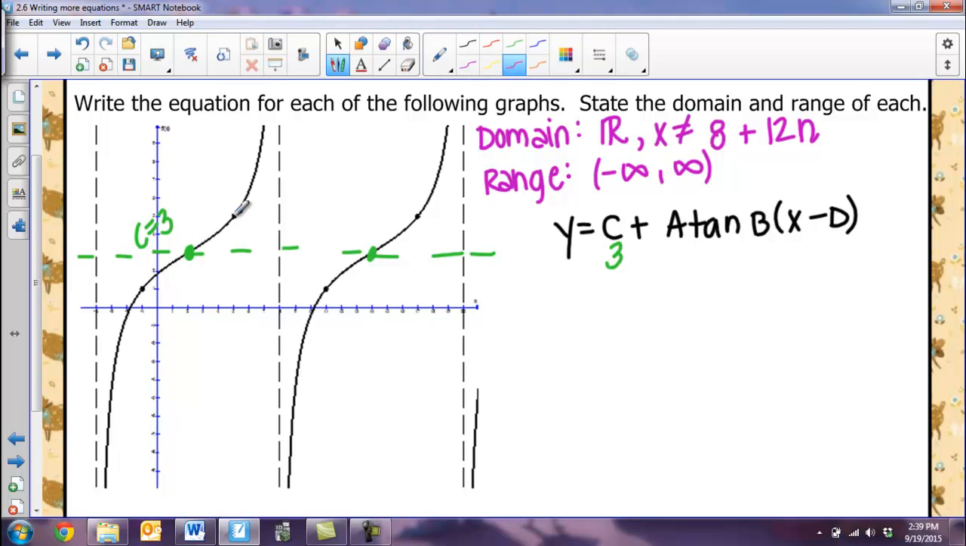So I'm going to find the high point that they have marked here, and figure out the distance from the high point down to the sinusoidal axis, or that C value, which it just went up 2. So I'm going to write plus 2.